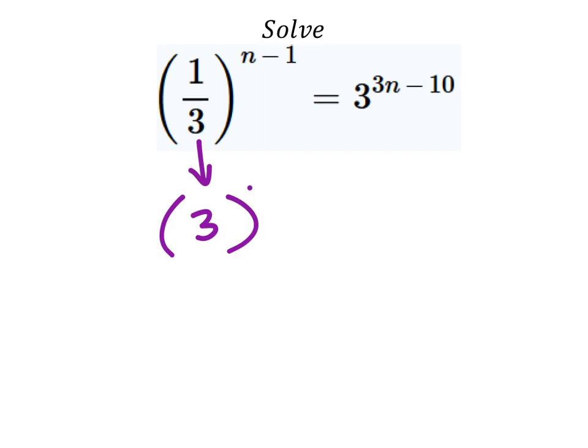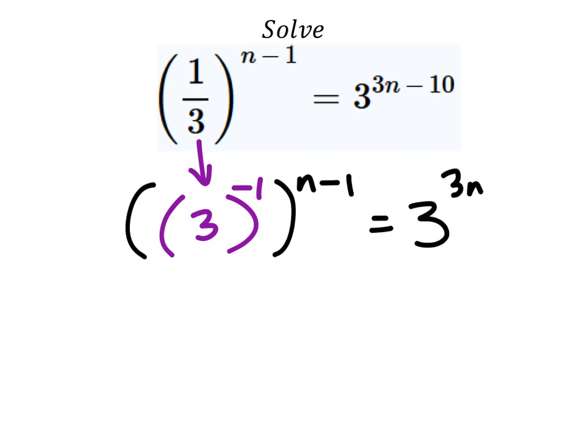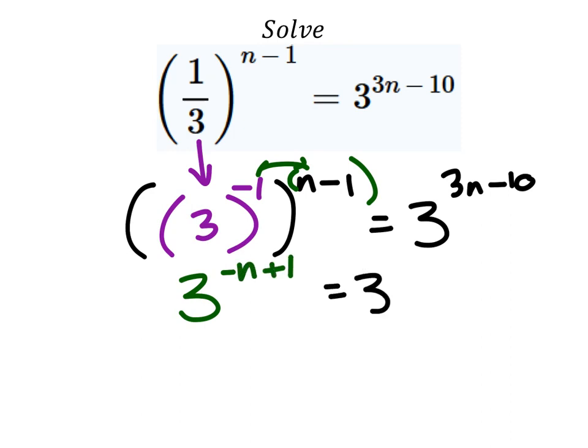There you go, yep. That's to the power of -1, right? And this was to the power of n minus 1. This equals 3 to the power of 3n minus 10. Now again, going back to exponent rules, we would multiply these two, and you can put parentheses around the n minus 1 if it helps us. So it ends up being 3 to the power of -n plus 1, and this equals 3 to the power of 3n minus 10. Well, now we've accomplished getting the bases to be the same.